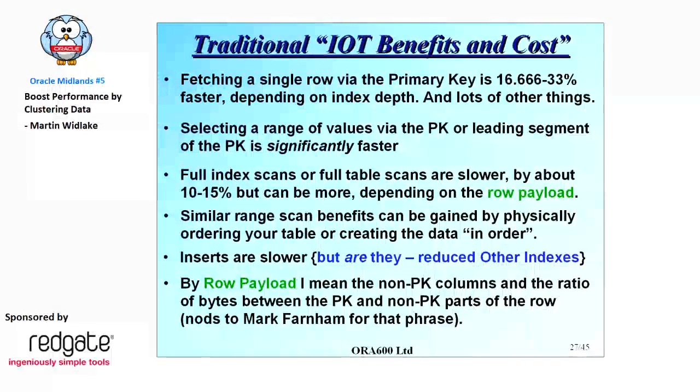You can get similar gains by physically ordering. Inserts are slower, but they aren't as slow as you think they might be, because people usually test against an IoT and a plain heap. They don't add the primary key. Admittedly, you can't remove the index from an IoT when you insert data, not the primary key one. You can with a normal heap. But day-to-day running OLTP, the insert cost isn't so high.